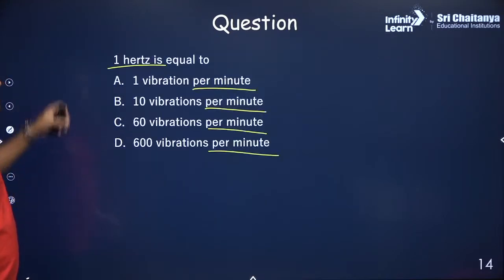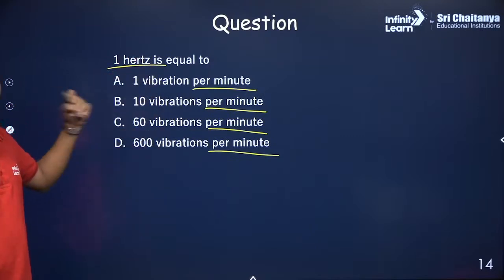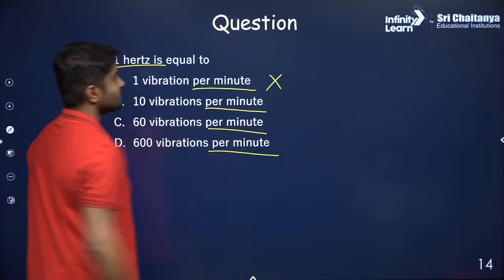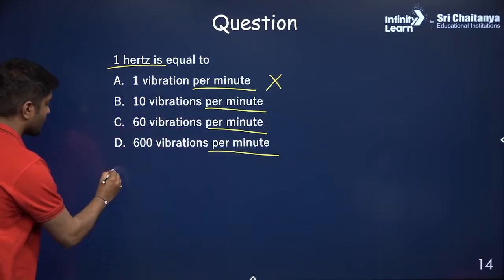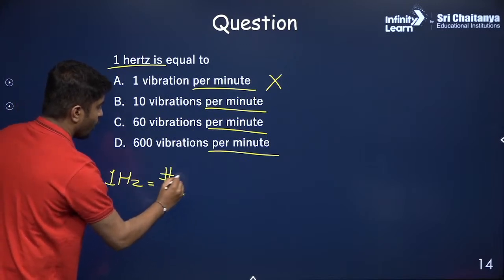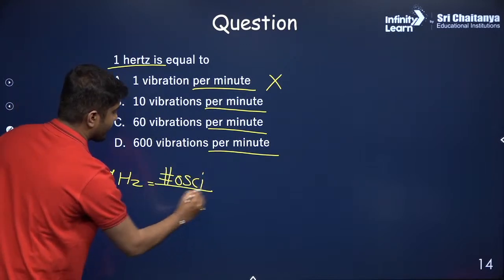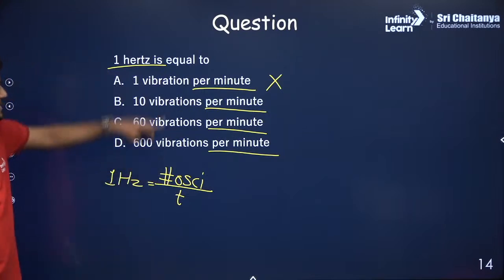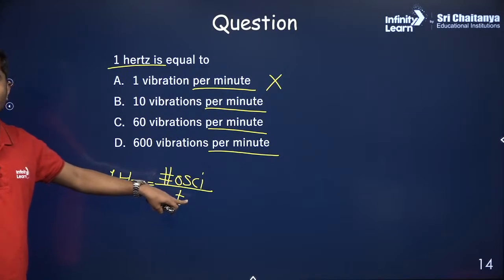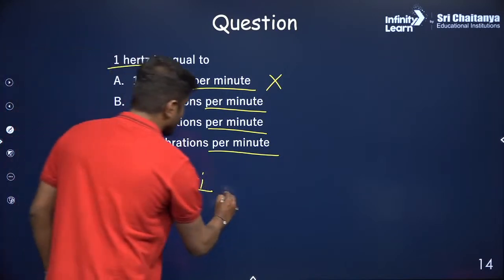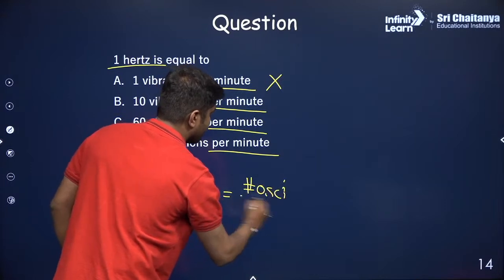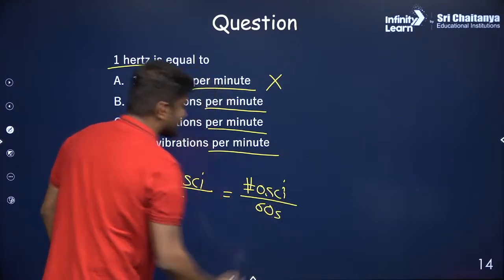Okay, sorry. So 1 hertz is equal to which of the following? 1 vibration per minute. That is wrong. So what is 1 hertz? 1 hertz is nothing but number of oscillations divided by time. So now what is time here? Per minute. But what is the SI unit of time? It is second. So it should be number of oscillations divided by 60 seconds.